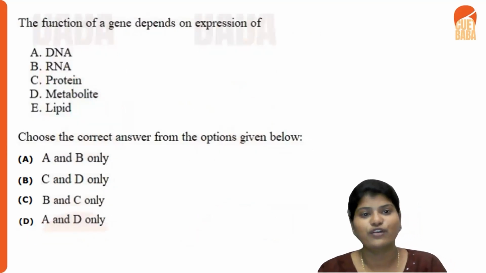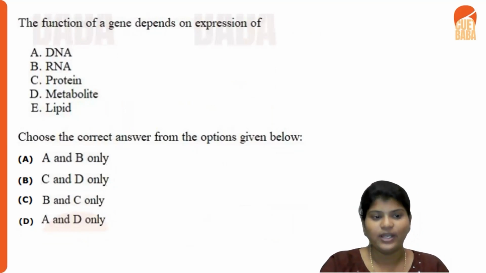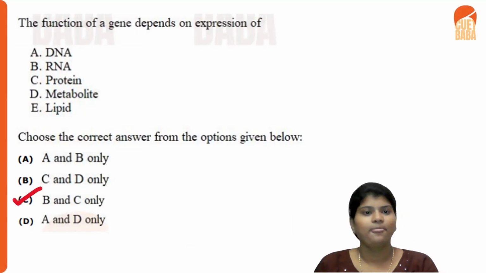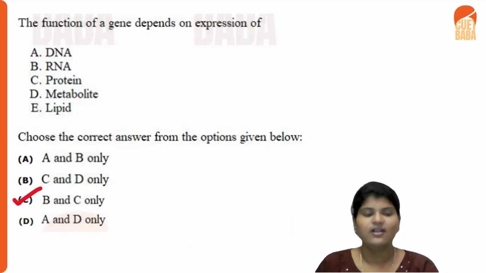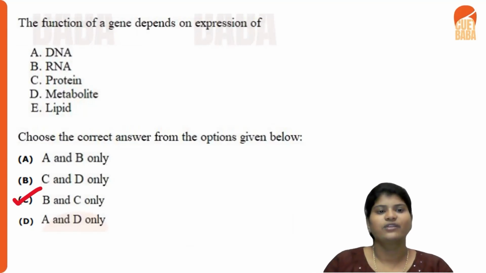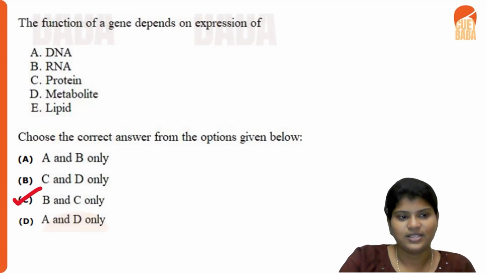And the next one: the function of a gene depends on the expression of DNA, RNA, protein, metabolite, and lipid. It depends upon the RNA and the protein molecules. The DNA is the complete genome, which is transcribed to mRNA, and that mRNA is converted into protein by translation. Only through that conversion is the gene expressed. So the function of a gene depends upon transcription and translation. The options B and C are correct, so the correct answer will be option C, which has B and C only.